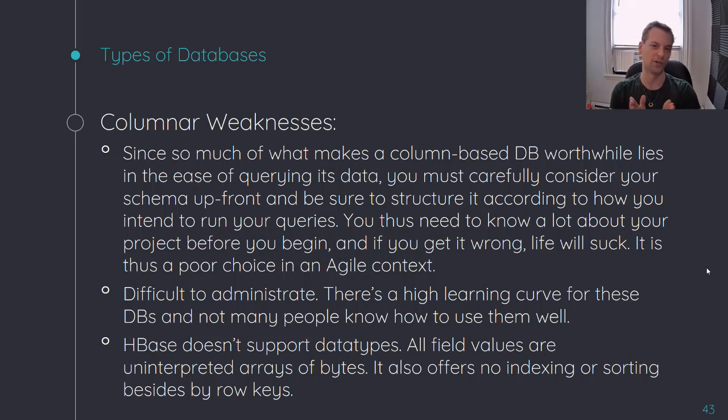I will make this very simple for you. If you do not know beyond the shadow of a doubt that you need a column-based database, you do not need a column-based database. Okay, this is a complicated system. It has a very, very narrow, appropriate use case scenario. But in that use case, it is very valuable, and it will make your life easier than any other database will.